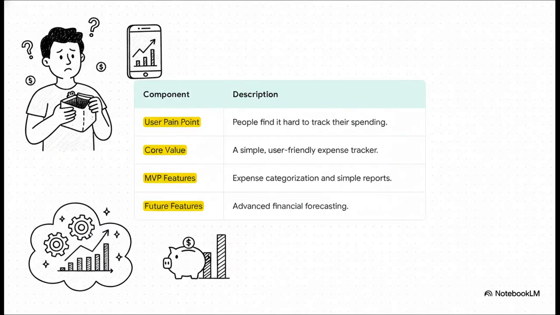Let's make this real with an example. Check out this table for a budgeting app. The user pain point is super simple. People find it hard to track their spending, so the core value is just a simple, easy-to-use expense tracker. That means the only MVP features you need are expense categories and some basic reports. That's it. See how future features like financial forecasting are put on the back burner? You have to solve the core problem first.